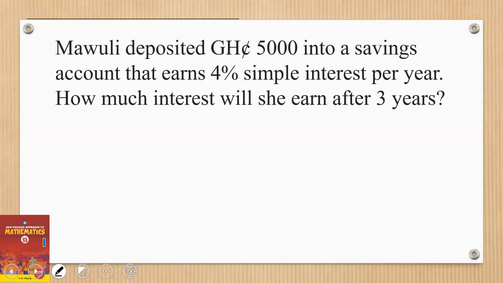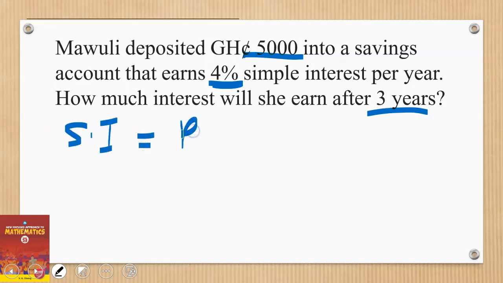Remember, the amount you deposit is referred to as your principal. This figure here, in terms of percentage, is the rate. And then the number of years you are going to keep your money becomes the time given. And so what is the simple interest? How much interest will you earn after 3 years? We've learned that simple interest is given as principal times time times rate. This is what we know from our previous lesson. And the rate is in terms of percentage, right?